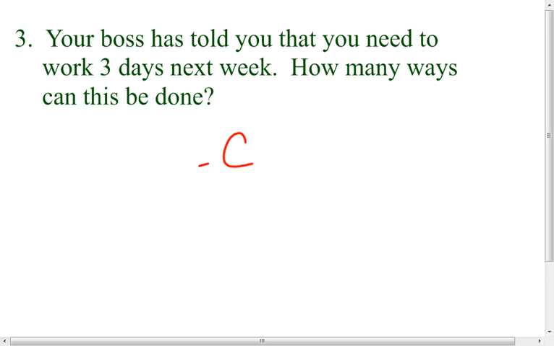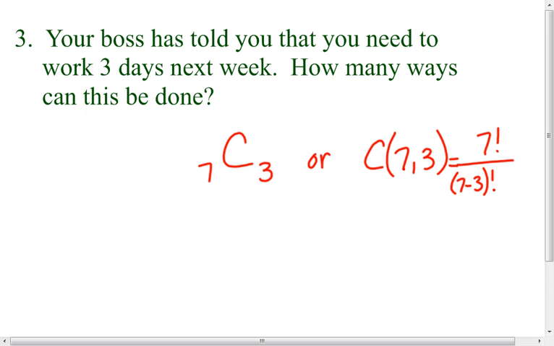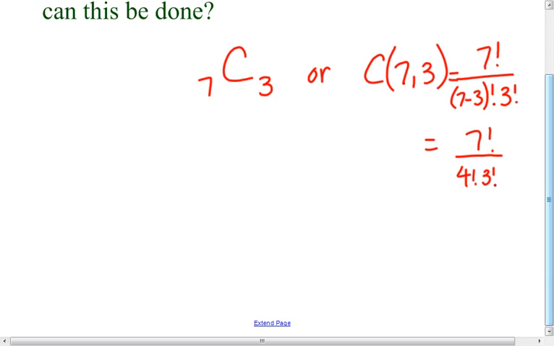And so you can either go 7C3, 7 combination of 3, order doesn't matter. Or you can go a combination of 7, 3 like this. And if you're going to follow our little formula, then that means that you will have 7 factorial over 7 minus 3 factorial times 3 factorial, or 7 factorial over 4 factorial times 3 factorial. And by the way, on the bottom, you can't go 4 times 3 and make that be 12 factorial. That doesn't work. You have to take 4 factorial times 3 factorial. Either way you do that, you will get 35.